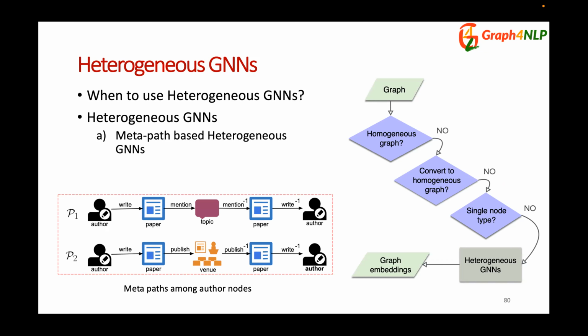One is author, paper, topic, paper, author, based on the fact that an author can write a paper mentioning a topic, and the topic can be mentioned by another paper written by another author. Similarly, we can extract other meta paths between an author pair. For example, author, paper, venue, paper, author.